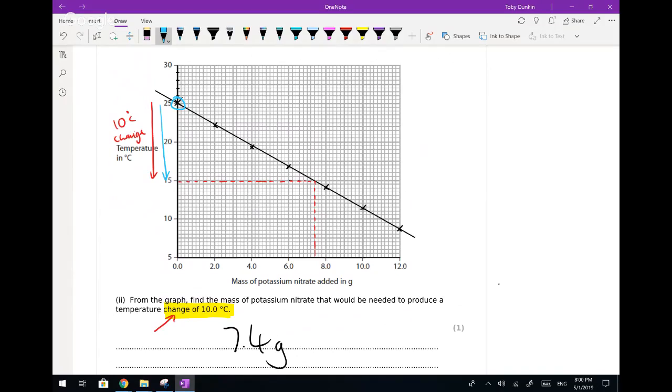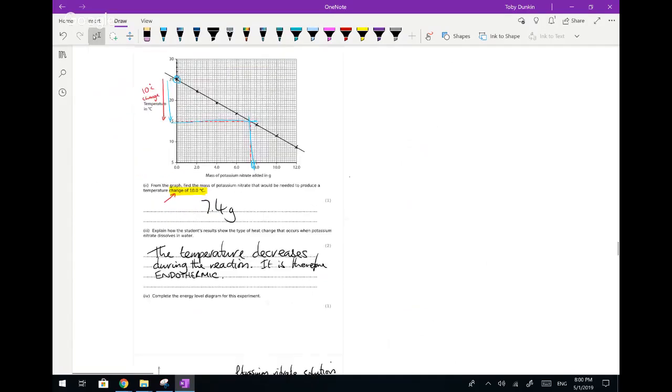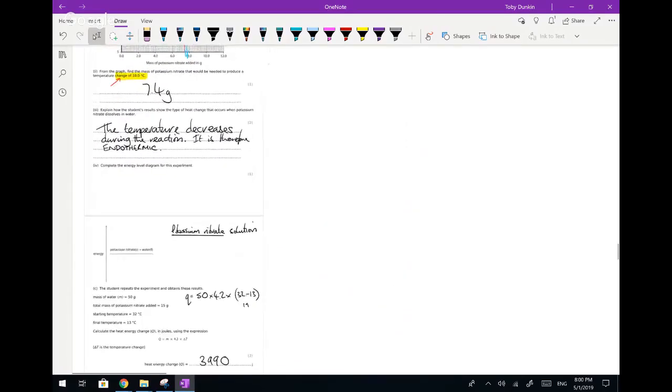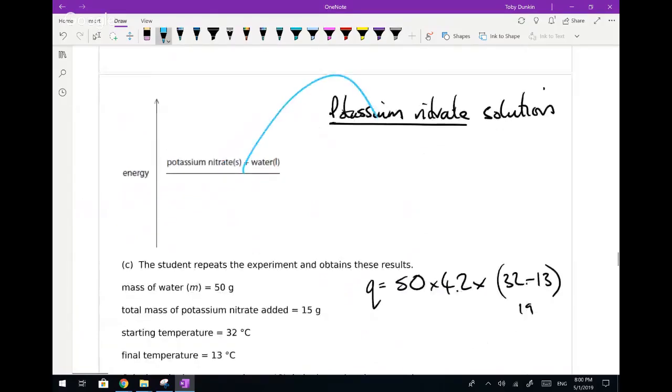It says from the graph, find the mass of potassium nitrate that would be needed to produce a temperature change of 10. So I go, right, the temperature change from 25 would be down to 15, and I can now read off the mass I want. Nice and easy. Explain how the student's results show the type of heat change of reaction when dissolving in water. The temperature is decreased, therefore it is endothermic. Draw the graph for it. It's going to go up because it's endo.